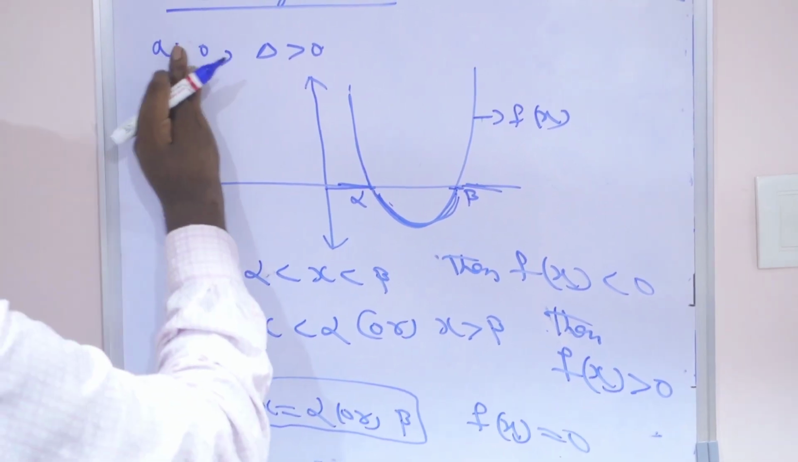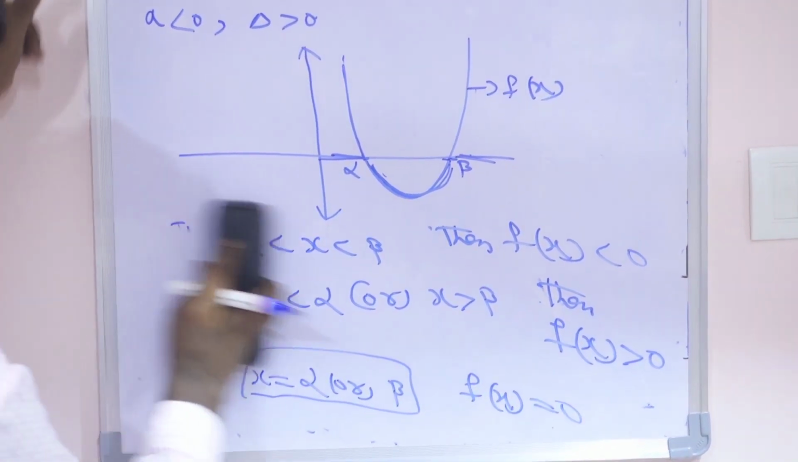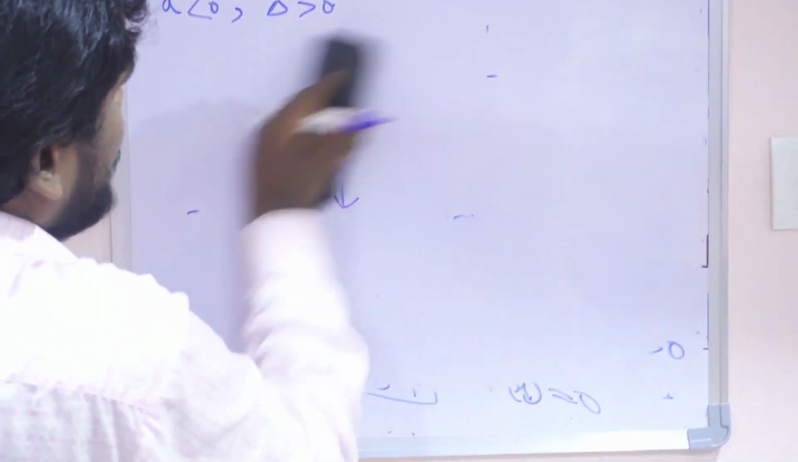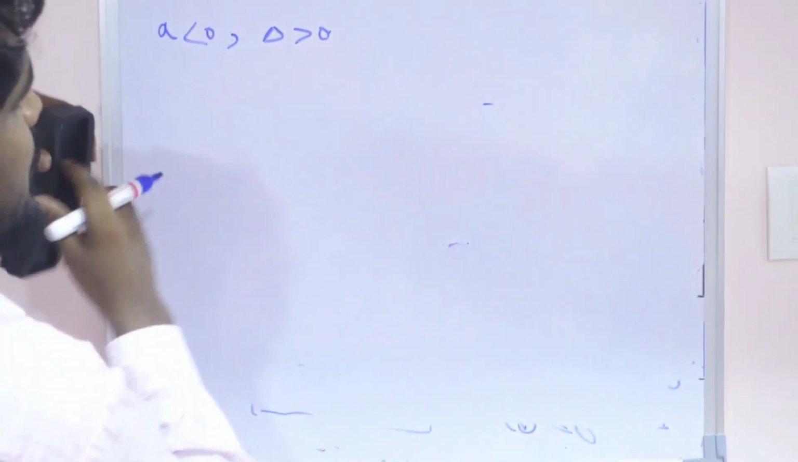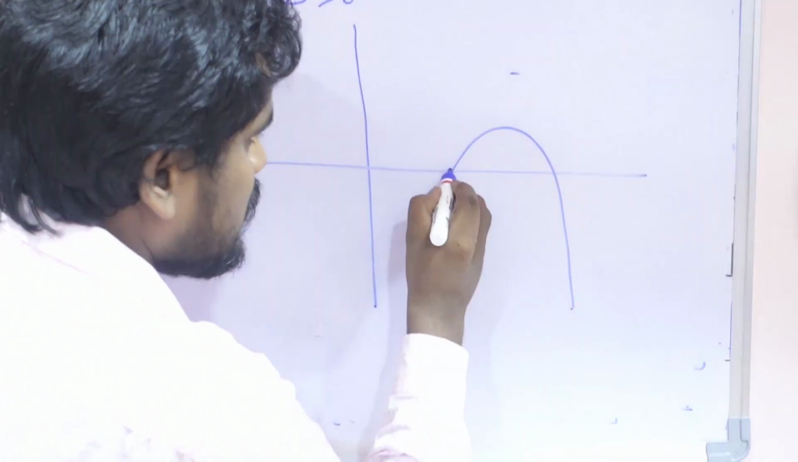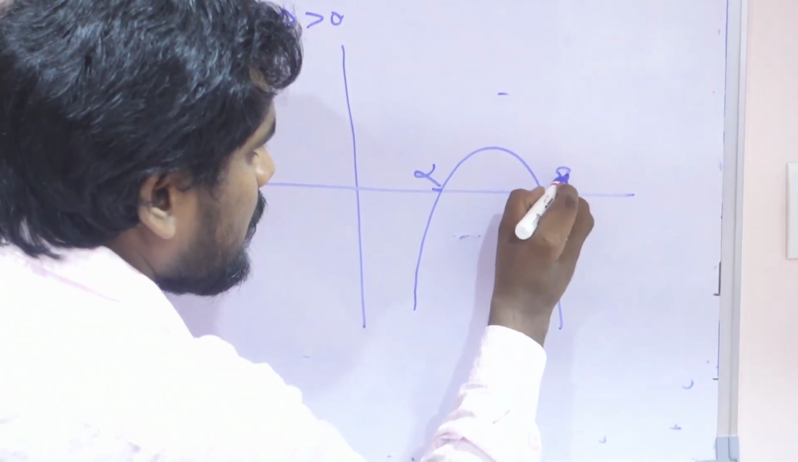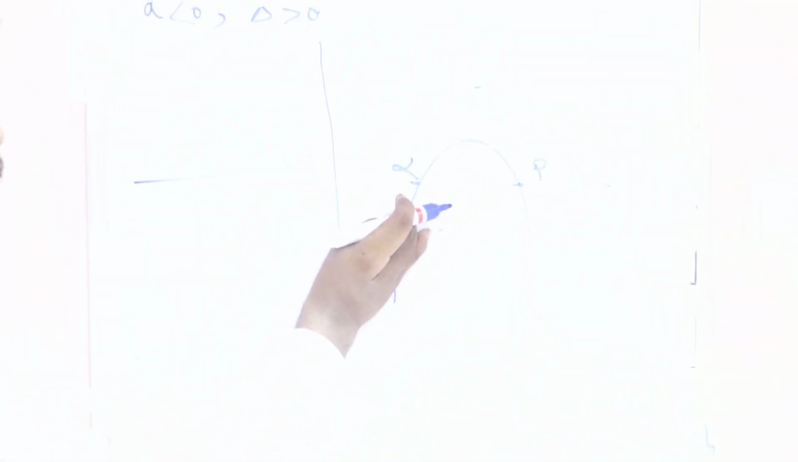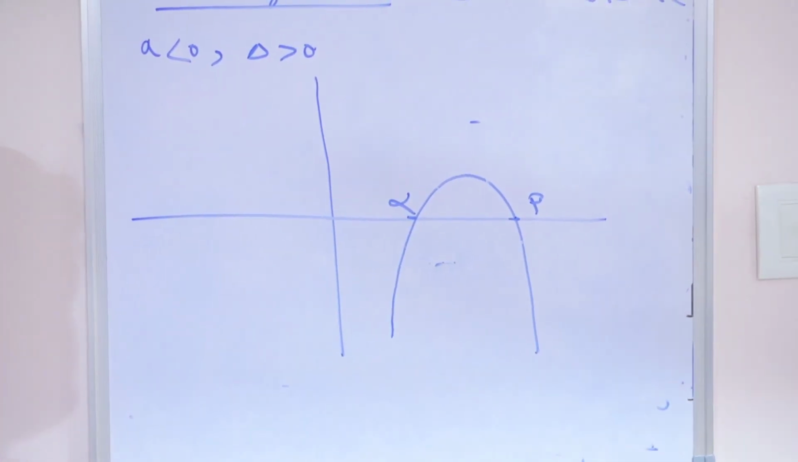For the same case, I am taking delta less than 0. Delta less than 0 means open downwards, and delta greater than 0. So second case, a less than 0 and delta greater than 0. Delta greater than 0 means two roots are there. This is alpha and this is beta. In between alpha and beta, f of x is positive. Below alpha and above beta, f of x is negative.